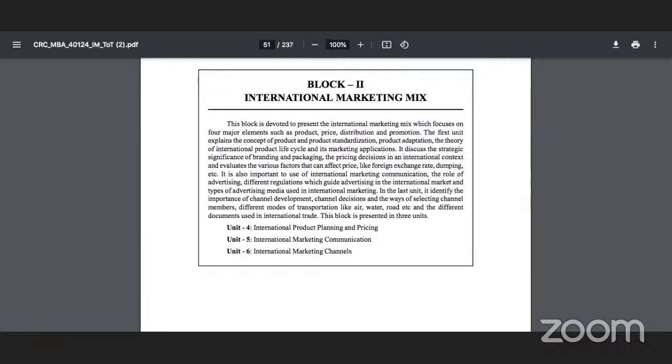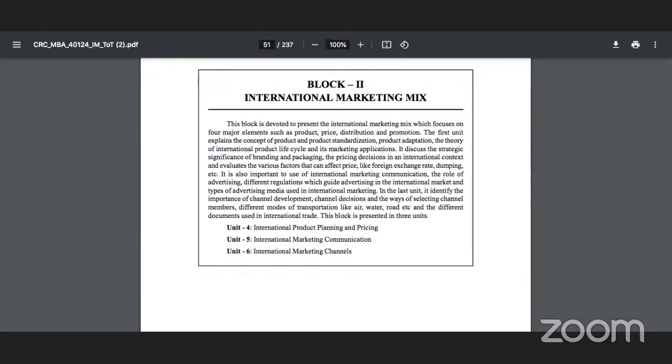A very good afternoon to everyone present here. I'm Kolla Krishna Madhavi, and we are talking about international marketing over the last few sessions. We have covered Unit 1, 2, and 3 in Block 1, and now we are moving to Block 2. So here we are talking in terms of the international marketing mix, which covers fundamentally 3 units: Unit 4, which consists of international product planning and pricing. Unit 5 covers international marketing communication. And Unit 6 talks of international marketing channels.